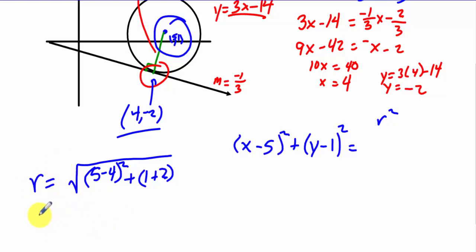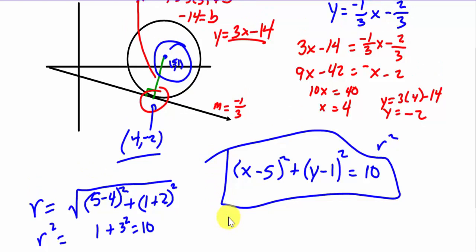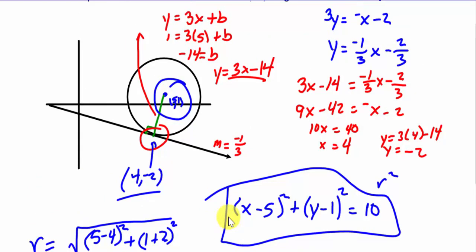Actually, if I square both sides, I get r squared is equal to 1 plus 3 squared, or 10. And I pop 10 right there, and I've got my answer. So we had to cheat a little bit to do it, but that's how we get through this. Okay, a lot of geometry review in that problem.